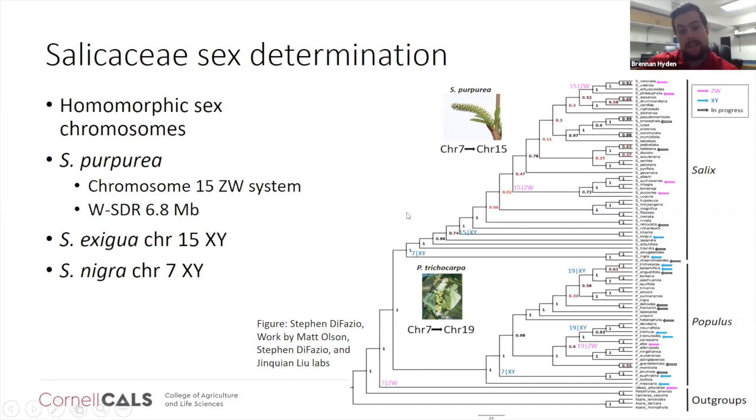But as we get to some of the more basal Salix, such as Salix exigua, while they still have a chromosome 15 SDR, it's actually an XY system. And then in the most basal of the Salix, such as Salix nigra, it's actually a chromosome 7 XY system. And then we see in the poplars, chromosome 19 XY, chromosome 19 ZW, and chromosome 14 XY systems as well. And so this is really interesting and indicates that despite dioecy being conserved across the family, the sex determination region has both shifted chromosomes and changed heterogametic systems multiple times throughout the evolution of this family, and really presents Salicaceae and the genus Salix in particular as an excellent resource to study sex determination in angiosperms.